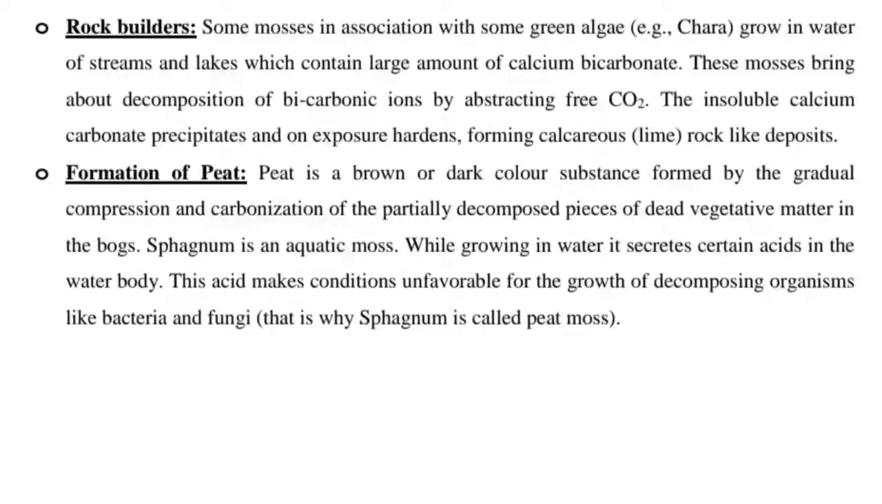Formation of peat. Peat is a brown or dark colored substance formed by the gradual compression and carbonization of the partially decomposed pieces of dead vegetative matter in the bogs. Sphagnum is an aquatic moss. While growing in water, it secretes certain acids in the water body. This acid makes conditions unfavorable for the growth of decomposing organisms like bacteria and fungi. That is why Sphagnum is called peat moss.